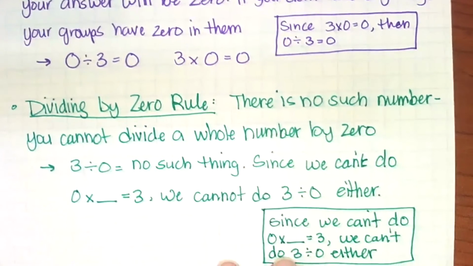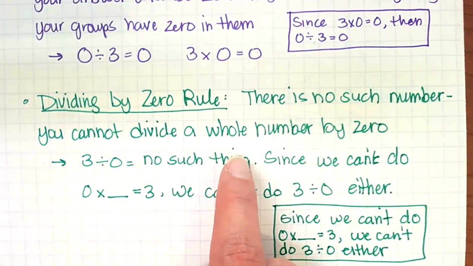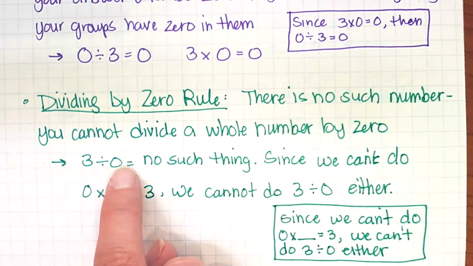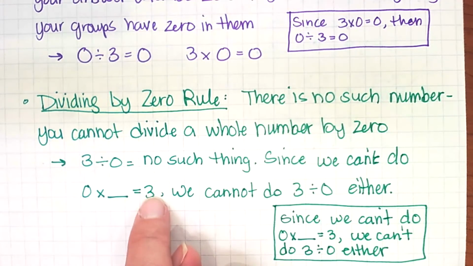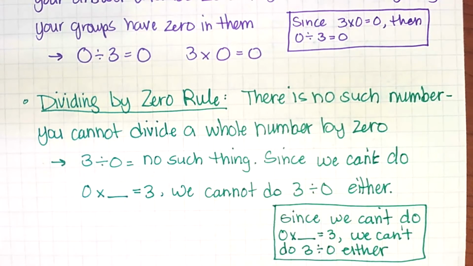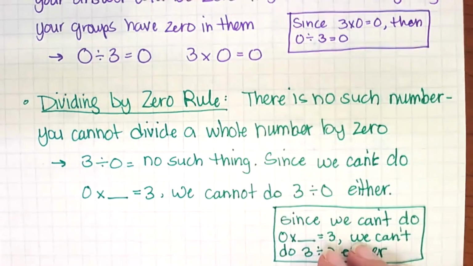Now for dividing by 0, we said there's no such thing because we can't divide a whole number by 0. You can't do the inverse operation. So 3 divided by 0 doesn't exist. Since we can't do 0 times a number to equal that 3, we can't do 3 divided by 0. You have to be able to flip it to check your work. If you're not able to do that, then we just proved that this one doesn't exist.